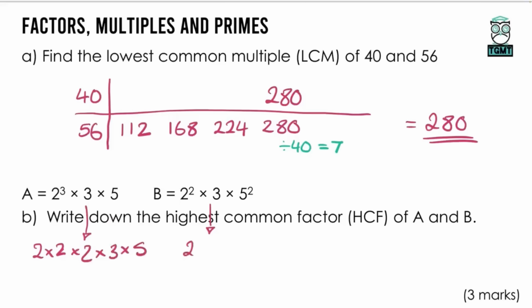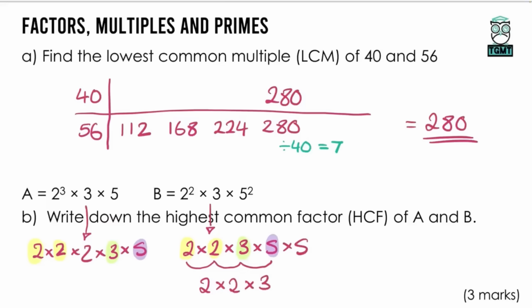For the next one we have 2 times 2 times 3 times 5 times 5, and all we need to do is identify the numbers that are in both. So they both have a 2, they both have a second 2, they both have a 3, and they both have a 5. So when we are finding the highest common factor, these numbers that are in both, 2, 2, 3, and 5, all we need to do is multiply those numbers together.